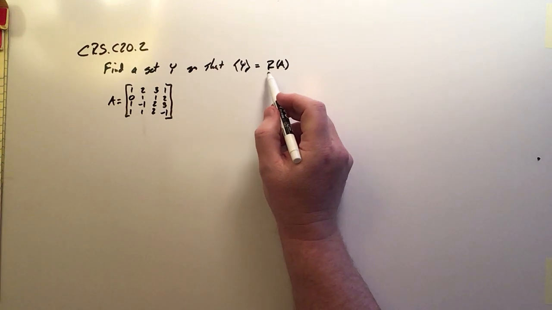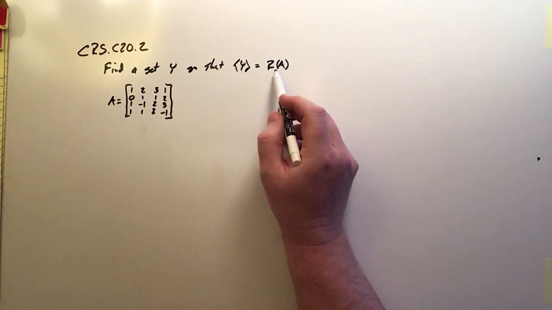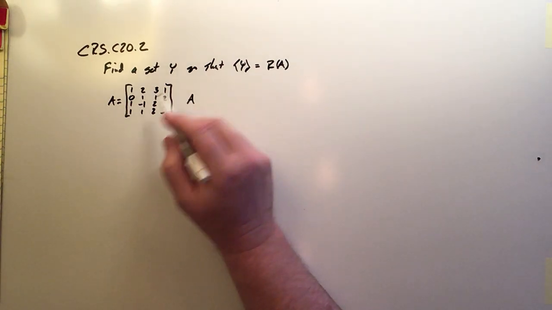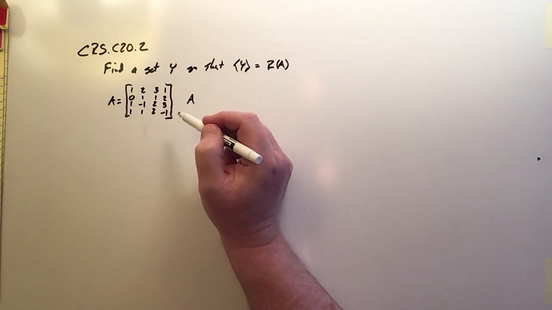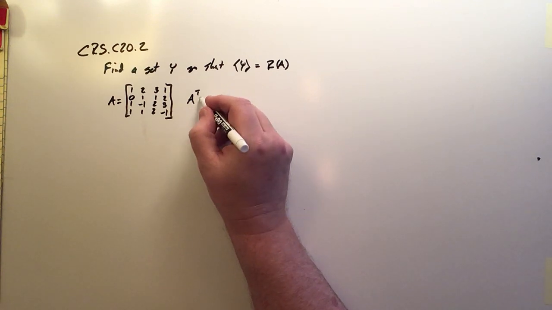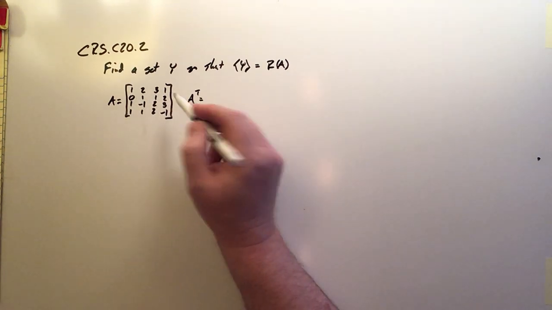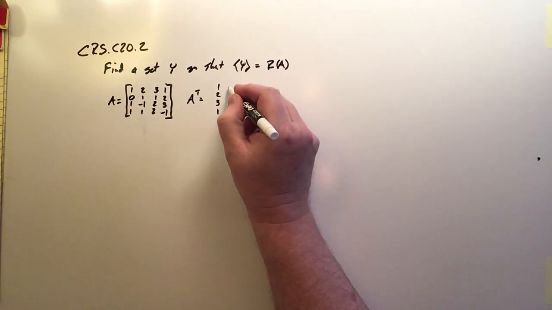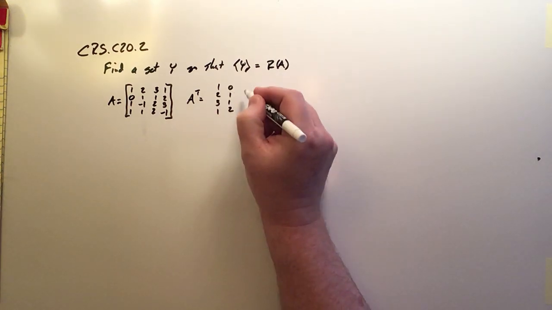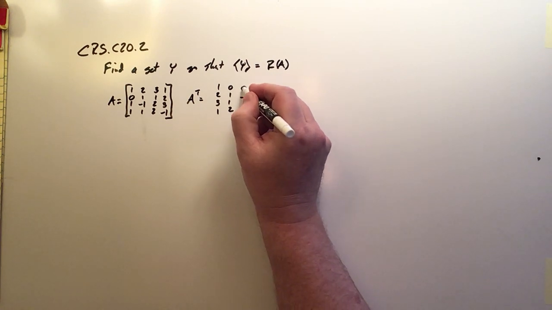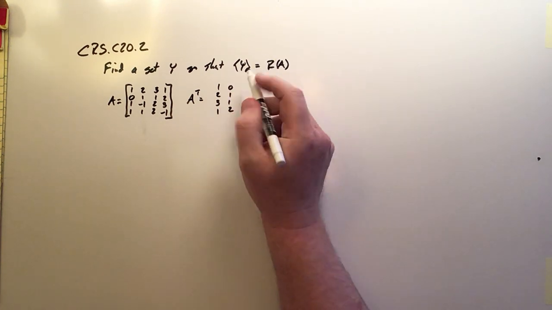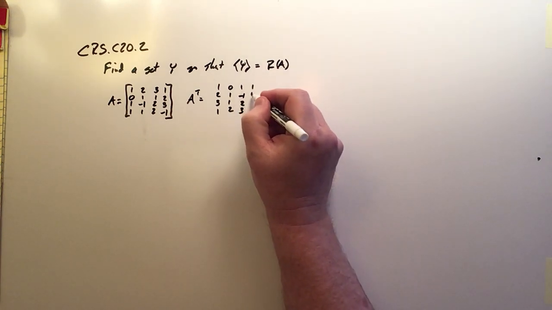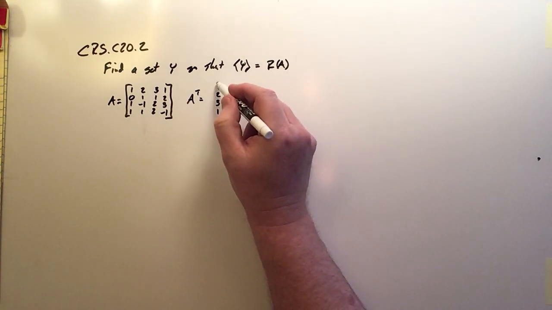We want to look at the row space. So I want a set of vectors that represents the row space of A. Our first step is generally to transpose the matrix. So I want to find A transpose, and of course that's just going to be all of the rows as columns. 1, 2, 3, 1, 0, 1, 1, 2, 1, negative 1, 2, 3, and 1, 1, 2, negative 1.